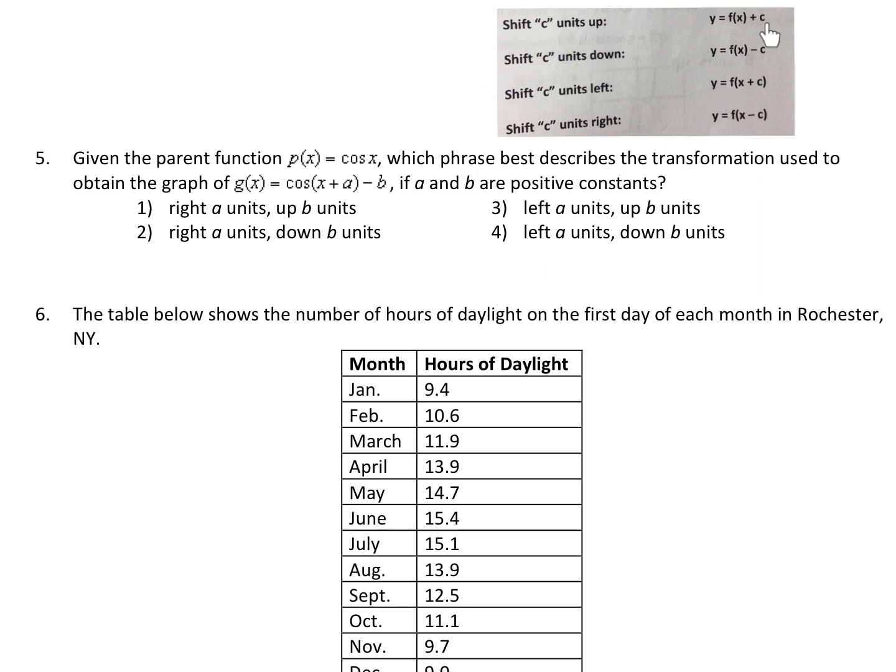If you add a number to the end of a function, it shifts it up. If you subtract a number to the end of a function, it shifts it down. If you add a number within a function, it shifts it to the left. And if you subtract the number within a function, it moves it to the right.